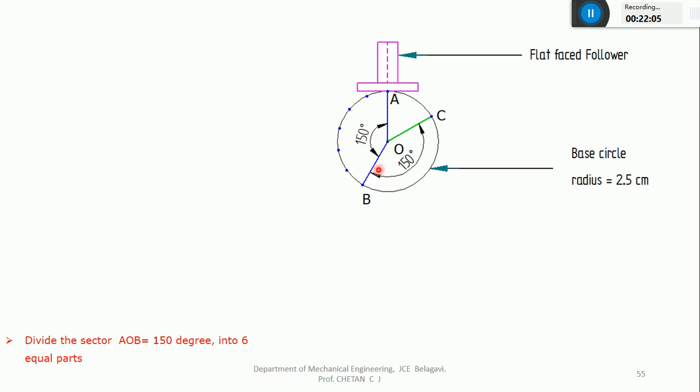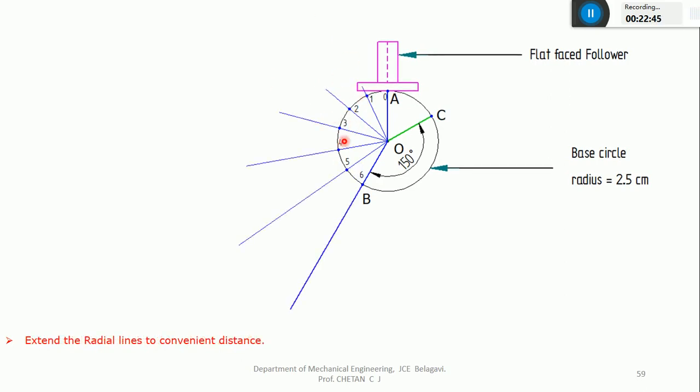Since it is given in the problem that the type of follower is radial, the follower axis and the cam axis are in the same line. So I'll draw the radial lines passing through the center of the circle from all these six divisions. You can name them 0, 1, 2, 3, 4, 5, 6. These blue color lines are nothing but the radial lines. Just extend them in a backward direction to some convenient distance. You can take any length.